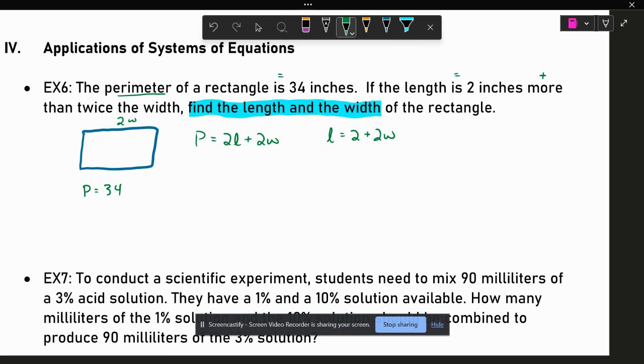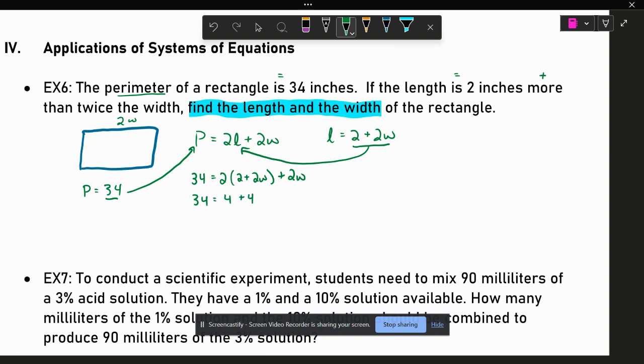So there you go. All right. So now that we have this, I can actually take this length and plug it into my equation for my L. And then I also have this P is 34 that I know. I can plug that into my equation as well and solve for my W. So 34 is equal to 2 times (2 plus 2W) plus 2W. So go ahead and solve.